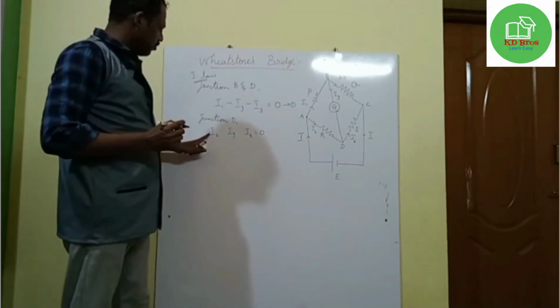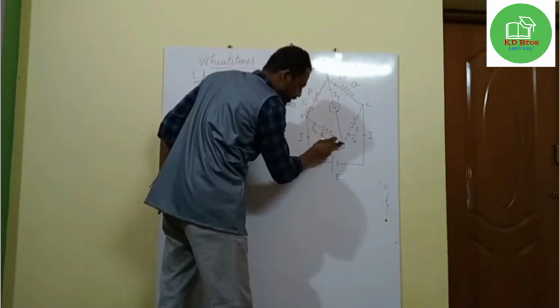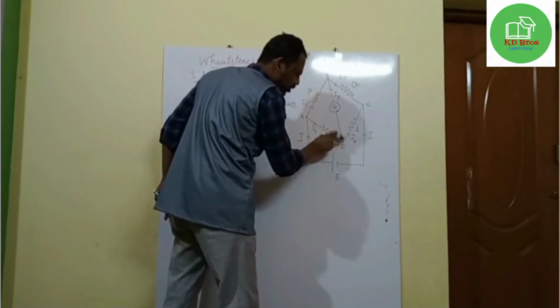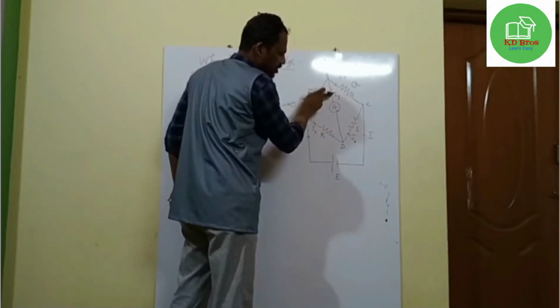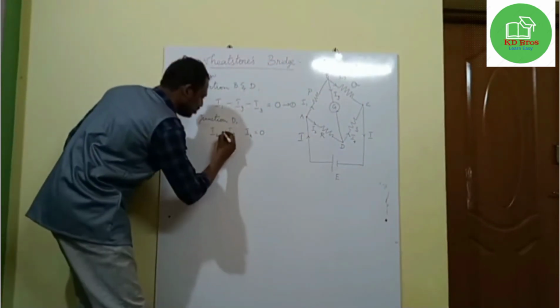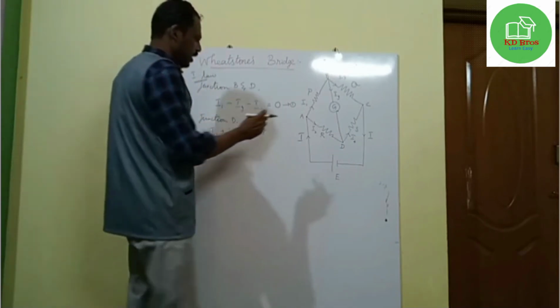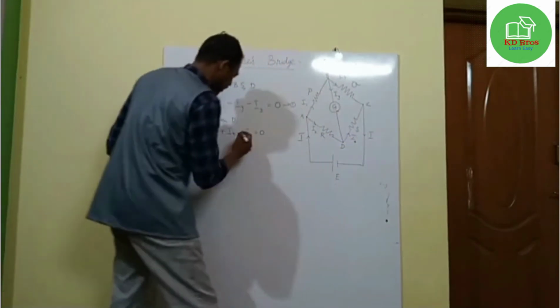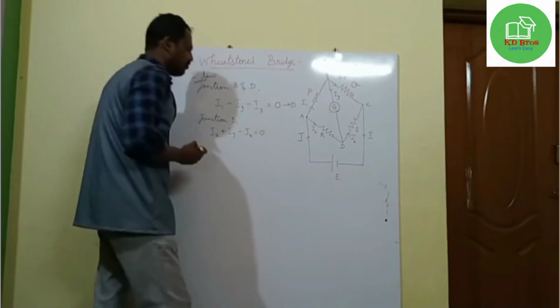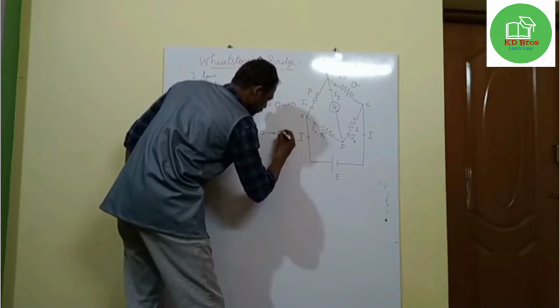Now what is the sign for I2? This I2 is meeting the junction; it is going towards the junction. In the same way, Ig is also coming to the junction. So these two values are taken as positive, and I4 is leaving the junction, so it is denoted as negative. This is equation number 2.